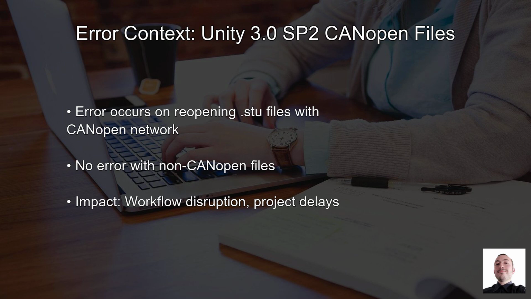When working with Unity 3.0 SP2, you may encounter an error when reopening a modified CANopen network file saved with a SP2 extension. This issue doesn't occur with files not containing a CANopen network. The error seems to be triggered specifically by changes made to the CANopen configuration.